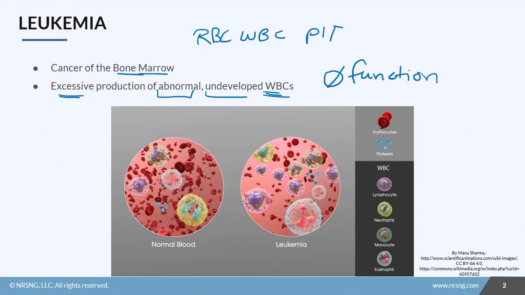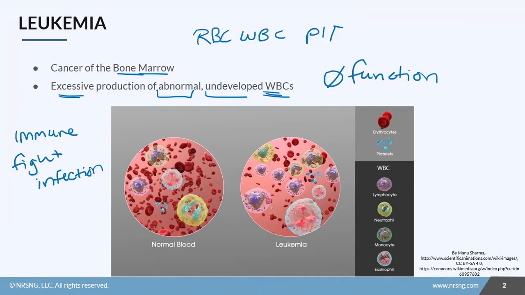So they can't actually perform and function like a normal white blood cell. Now, what does a white blood cell do? Let's remember, it is entirely responsible for our immune system and fighting off infection. So if all of the white blood cells that we have are abnormal, undeveloped, immature, then we're not going to be able to fight off infections. We're not going to be able to heal wounds. We're not going to be able to take care of our immune system needs.